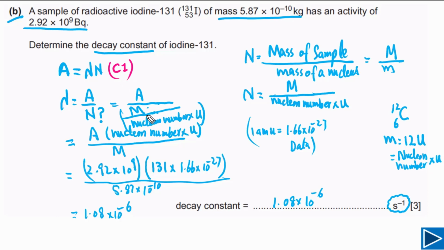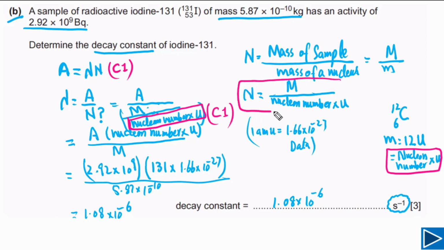And the second mark you will get if you have written the mass of one nucleus, which is equal to the nuclear number times U. If you have figured out how to calculate the number of nuclei, you will get the second mark. And the last mark is for the answer mark. If you have got the right answer, you will get the third mark. So this is how marks will be distributed.